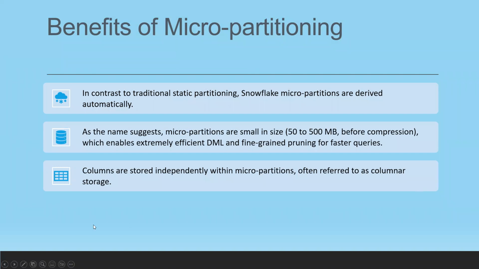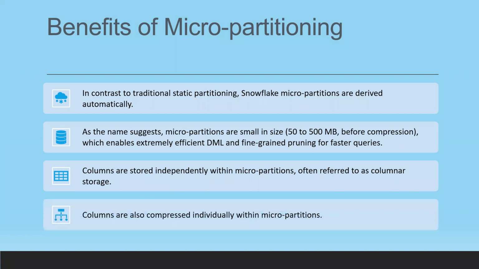Columns are stored independently within micro-partitions, often referred to as columnar storage. This enables efficient scanning of individual columns; only the columns referenced by a query are scanned. Columns are also compressed individually within the micro-partition. Snowflake automatically determines the most efficient compression algorithm for the columns in each micro-partition.